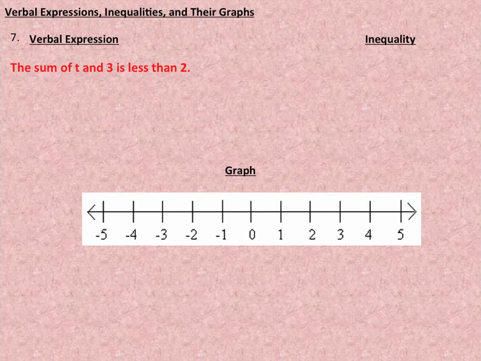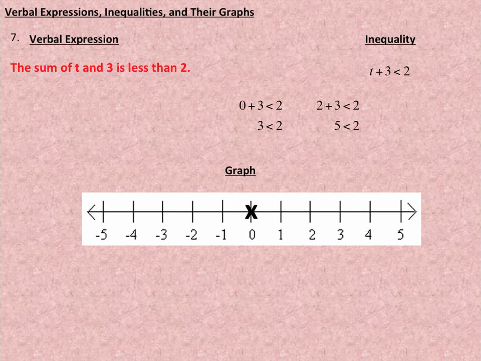Number 7, the sum of t and 3. Well, what does sum mean? Plus. T plus 3 is less than 2. Okay? Cool, here we go. Let's find some numbers that work. Try 0. I always use 0 first. 0 plus 3 is 3. Is 3 less than 2? No, it didn't work.